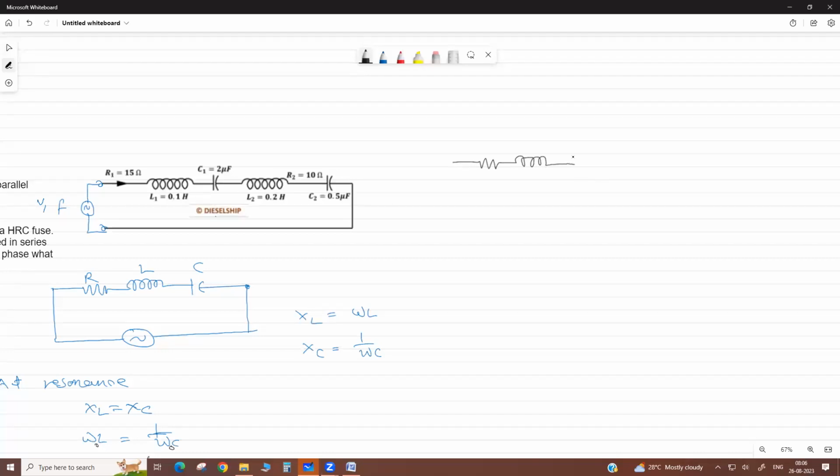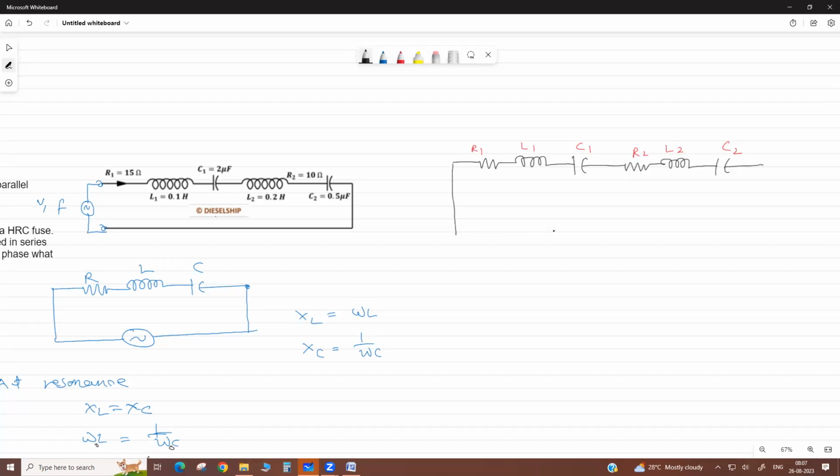Then there is a capacitor. Then again another coil which has an inductance and resistance. So there is a coil resistance and coil inductor. These capacitors are pure. This is your coil 1, coil 2. So this is given R1, this is L1, this is C1, this is now L2, R2, and this is C2. Now these are all in series.